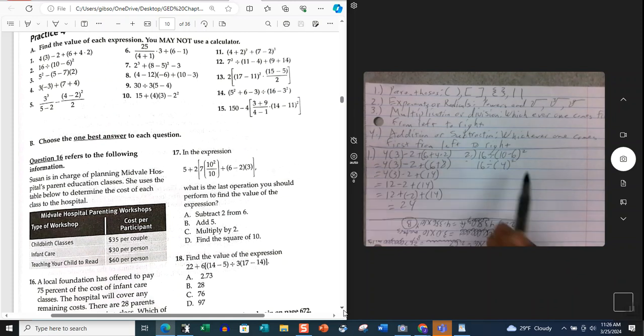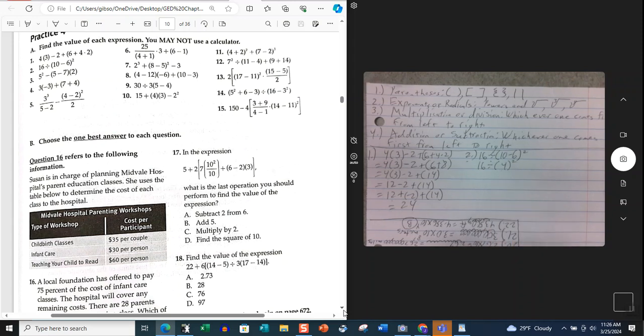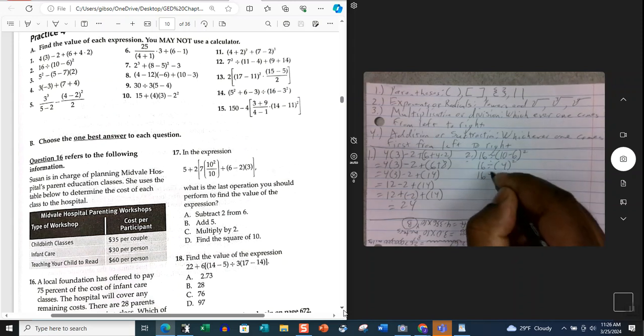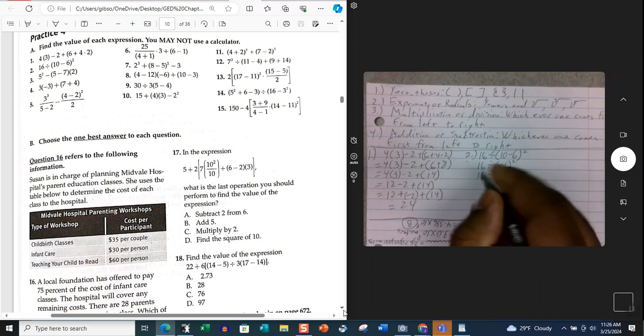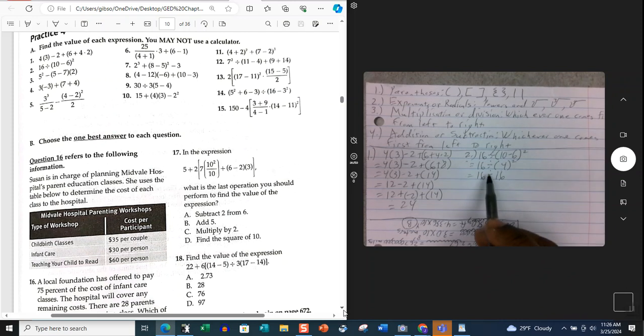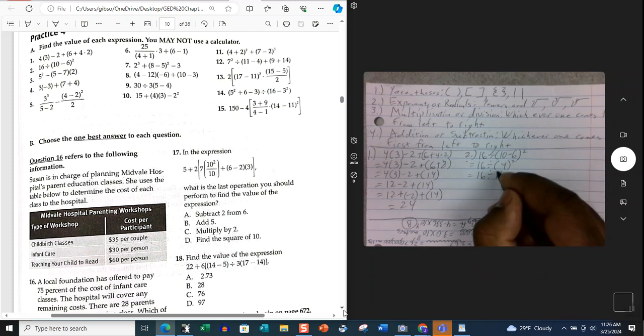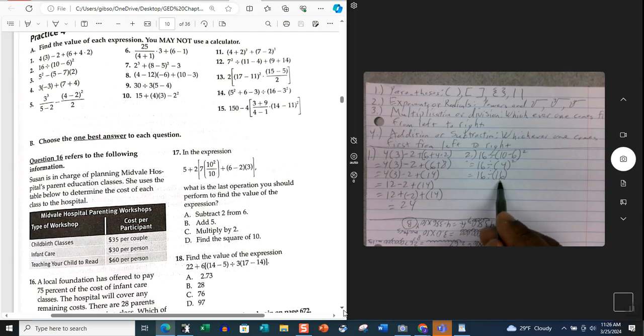So now we go to exponents or radicals. So this parenthesis is squared. 4 to the second power would be 16. Now 16 divided, well, I'll leave this in a parenthesis. 16 divided by itself is just 1. So now we're done with problem number 2.